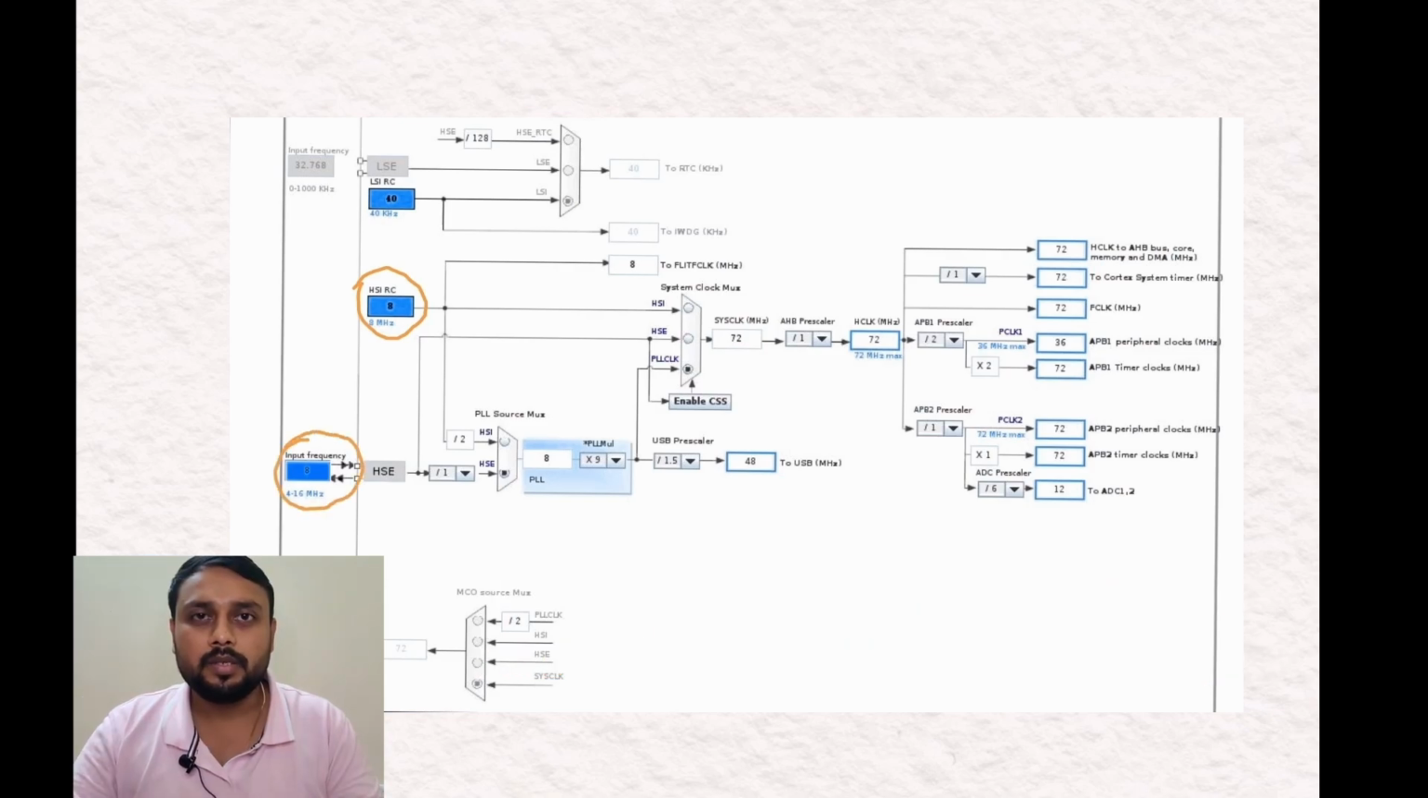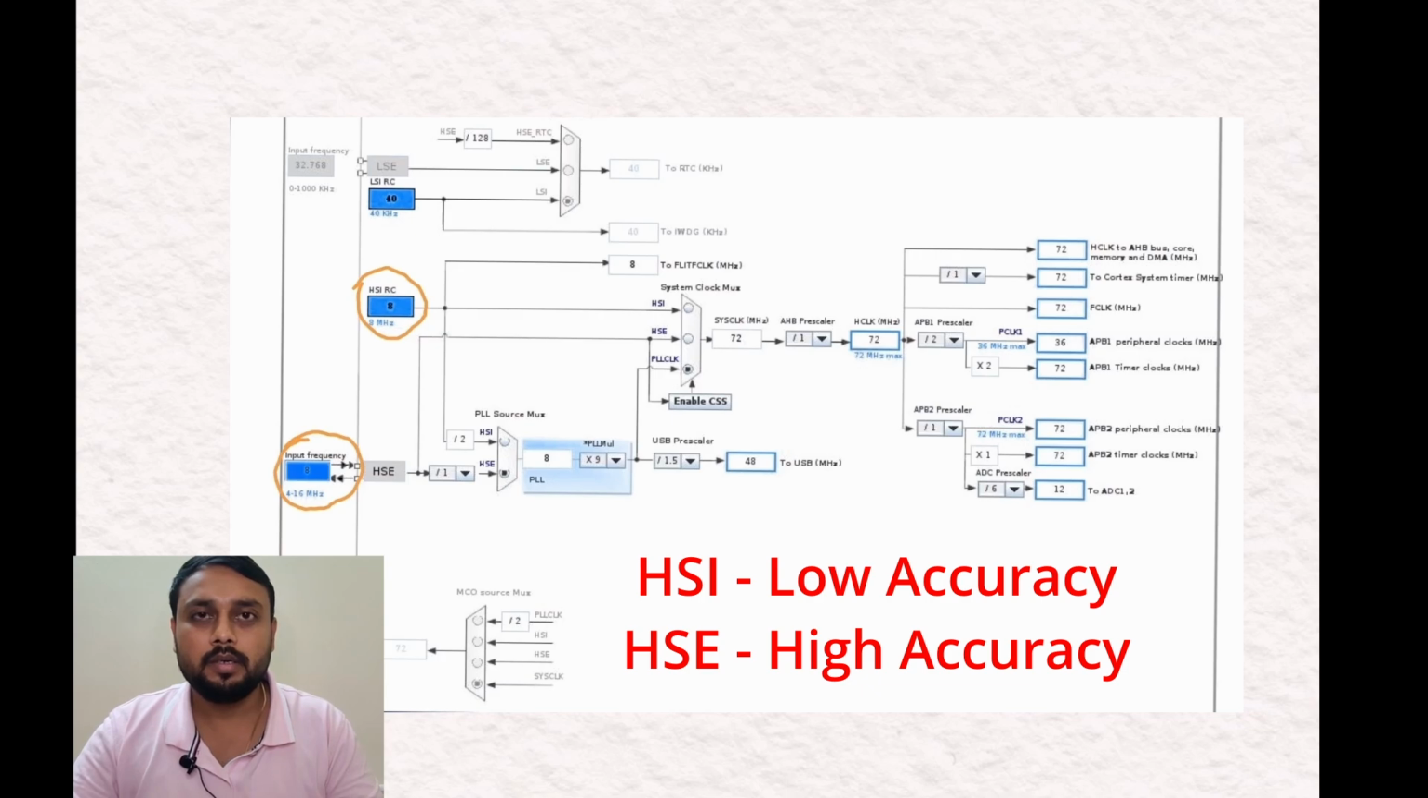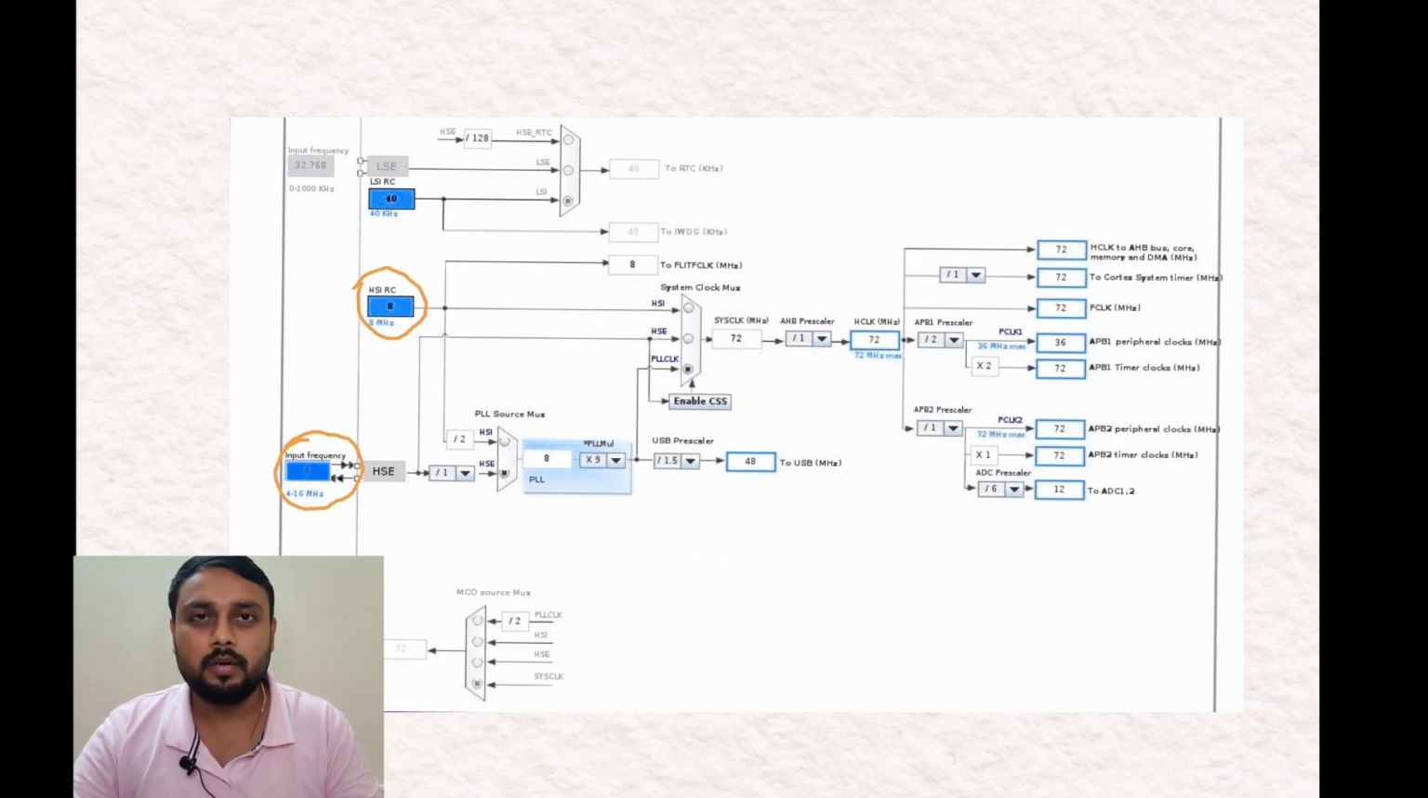If your application is very simple, it doesn't need very high frequency switching, so you can use the internal clock. Internal clocks are basically low frequency clocks. If your application involves a very high frequency job like PWM, ADC, motor control, in that case you can use the external clock, which is usually high frequency.